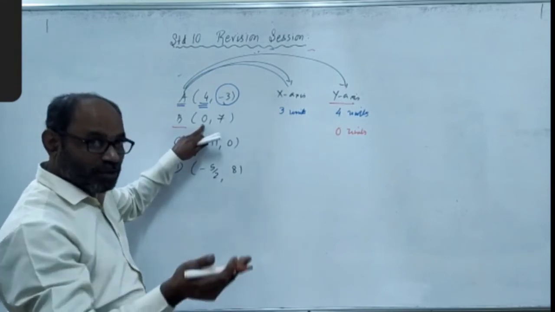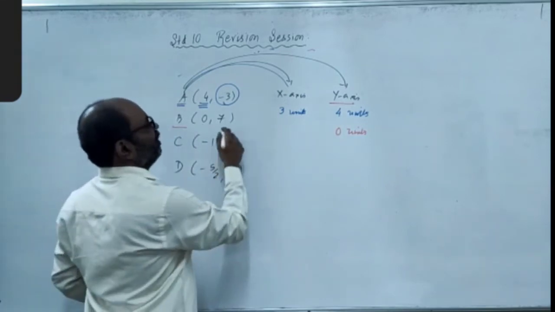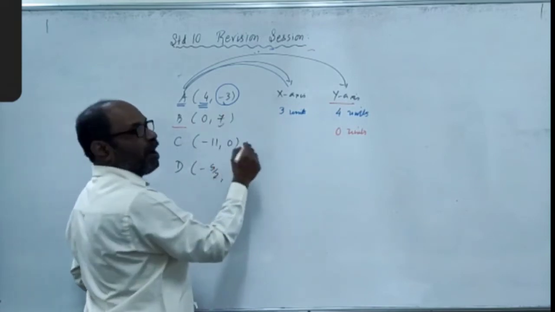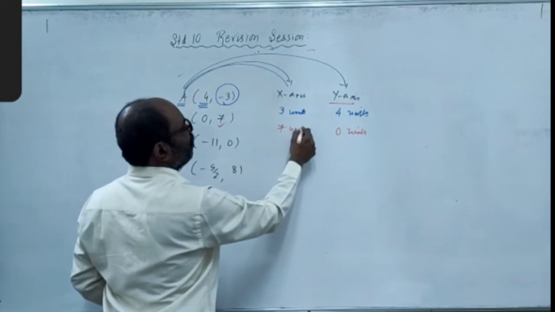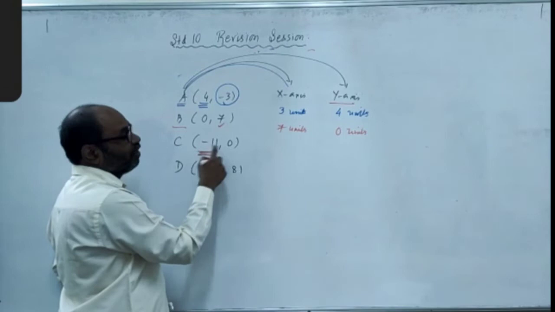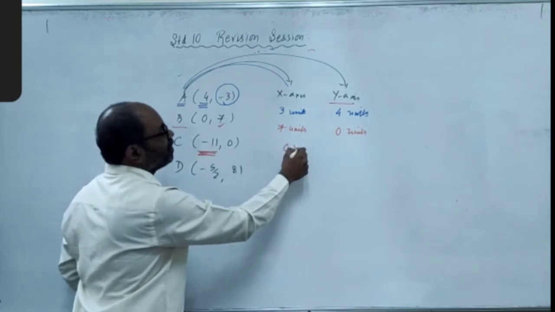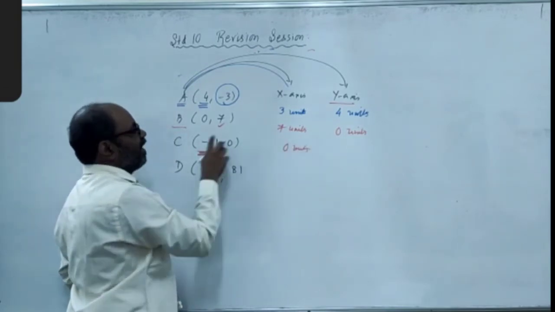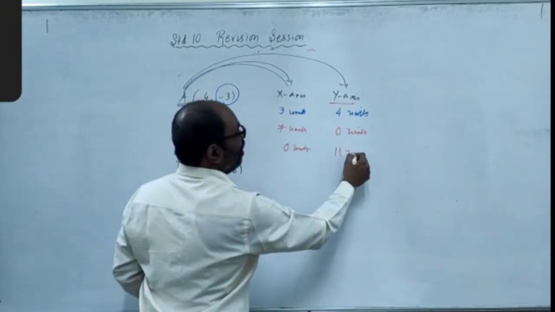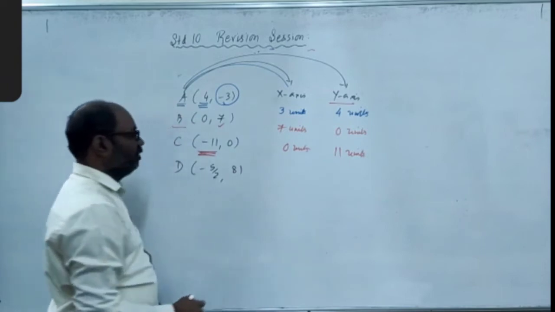X coordinate 0, so it is on the y-axis. Check. Then how far is this point from the x-axis? For that, pick up the y coordinate. How far is this point from the x-axis? Take the y coordinate, 0 units. How far is that from the y-axis? Take the x coordinate. But minus 11 units? The distance is always positive.